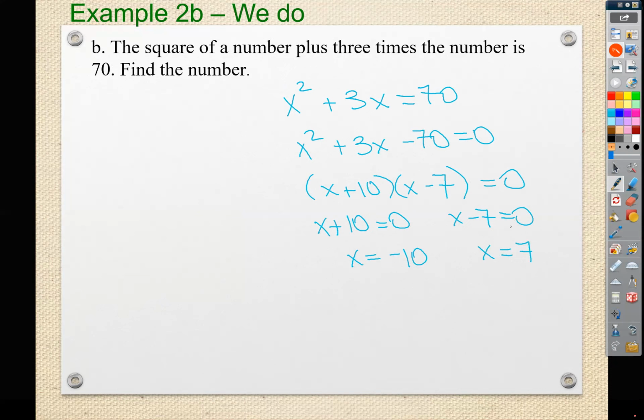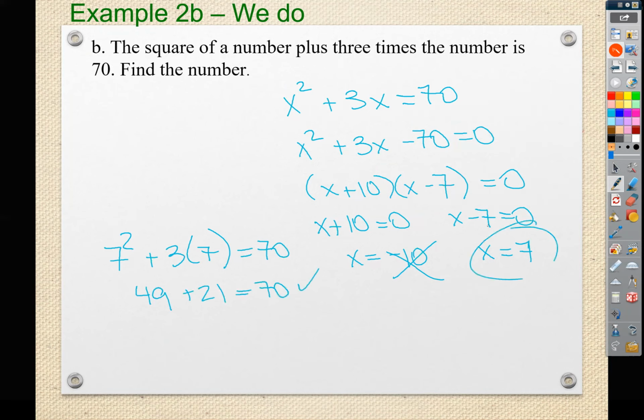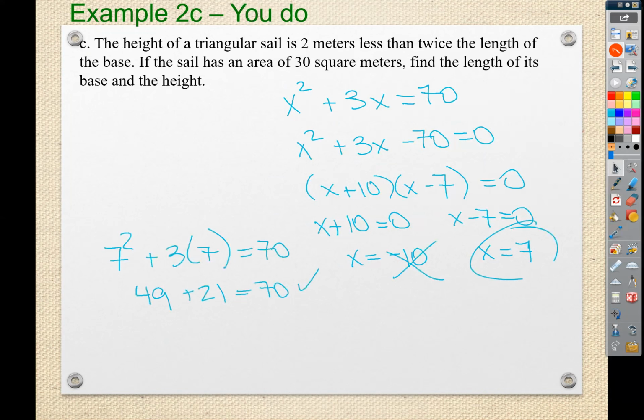So it says the square of a number plus 3 times the number is 70. If I did negative 10 squared plus 3 times that, that is not going to give me what I want. But if I say the square of 7 plus 3 times 7, that would give me 70, because that would be 49 plus 21, which is true. So your only answer in this case is 7. So you do need to check your answers and make sure that you're choosing the correct one.